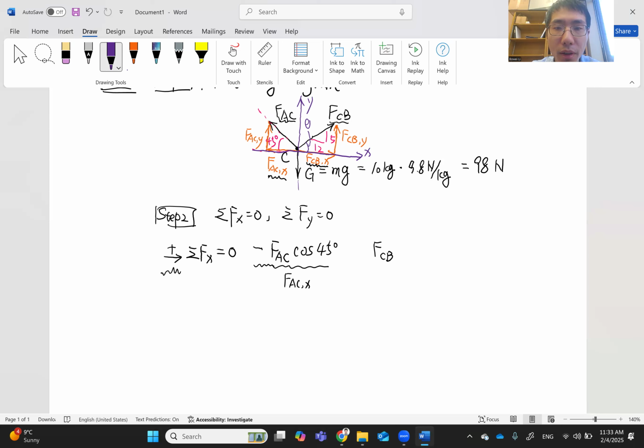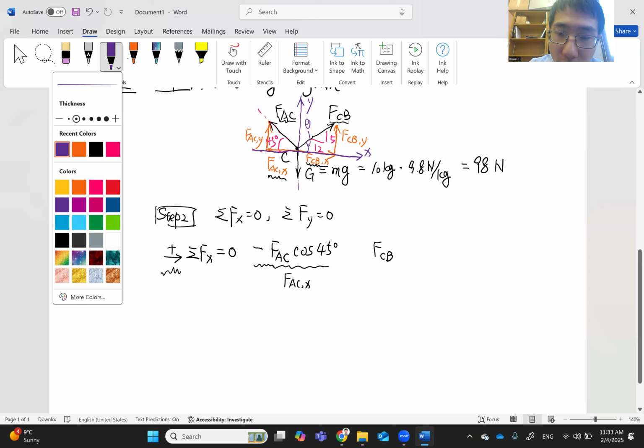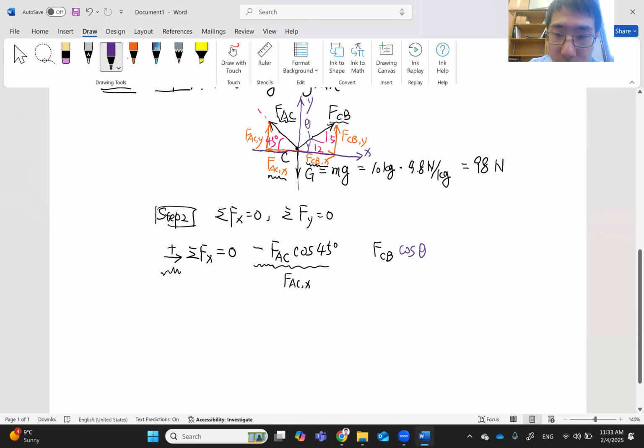So FCBX is adjacent to theta here, right? And the adjacent equals the hypotenuse times cosine, right? So the adjacent here equals the hypotenuse times cosine theta. But do we know the theta here? No, actually, we don't know it.